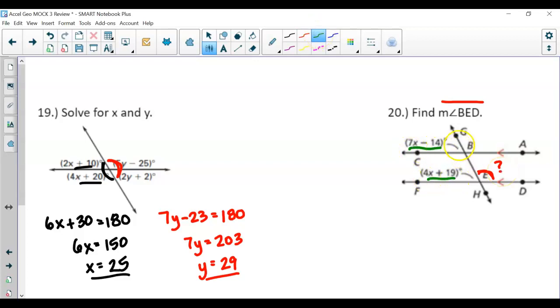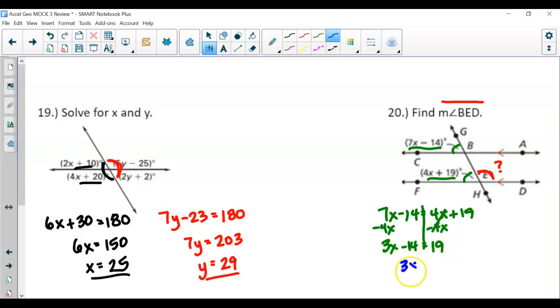Well, what do you notice? These two angles are in the same spot, same position. They're corresponding, which means they're congruent or equal to each other. Now we're just solving our multi-step, right? So gather the variables, subtract 4x, and now we've got 3x minus 14 is equal to 19. Now you're just solving a two-step. Adding 14, you get 3x is equal to 33. Divide, you get x is equal to 11.